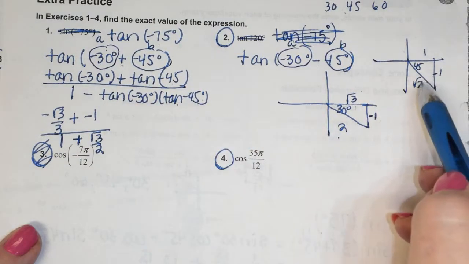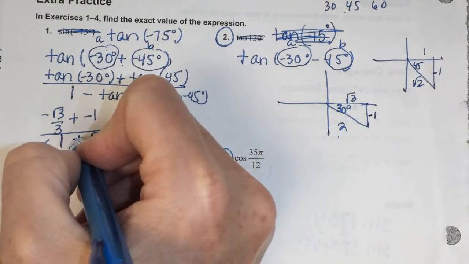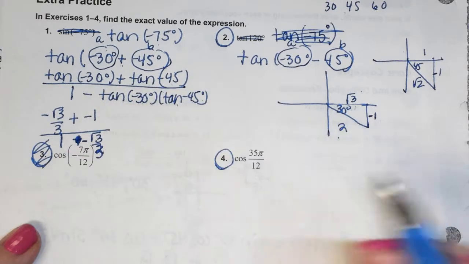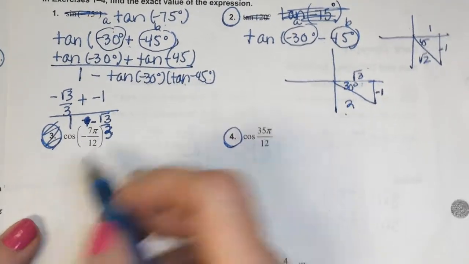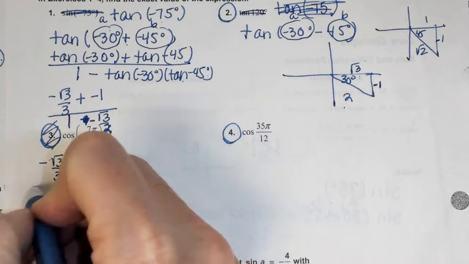And the tangent of negative 45 is going to be opposite over adjacent, so that's negative 1. So now this is back to a negative again. This is 3 over 3, sorry. All right, we're not going to need this space, so I'm just going to rewrite this down here to show you how to simplify it.